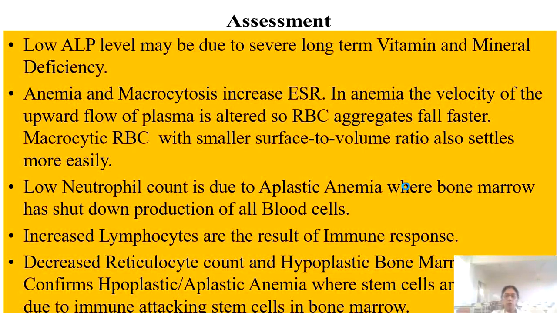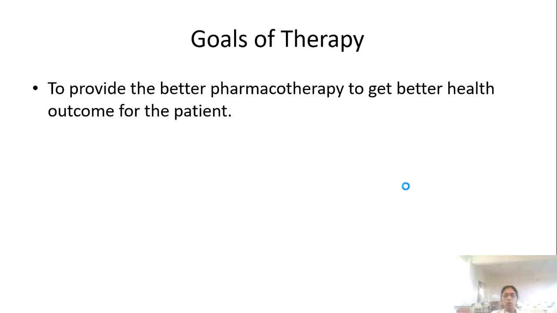Low neutrophil count is due to aplastic anemia, where the bone marrow has shut down production of all blood cells. Increased lymphocytes are the result of the immune response. Decreased reticulocyte count and hypoplastic bone marrow confirm hypoplastic or aplastic anemia, where stem cells are damaged due to the immune system attacking stem cells in the bone marrow. So here, there is a possibility that our own cells or an autoimmune disorder has caused the bone marrow dysfunction. So the goal of therapy is to provide better pharmacotherapy to get better health outcomes for the patient.